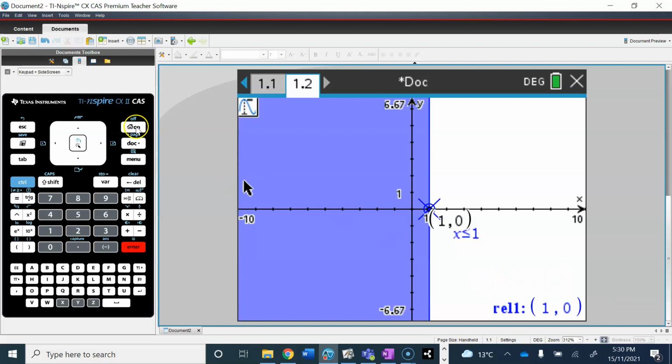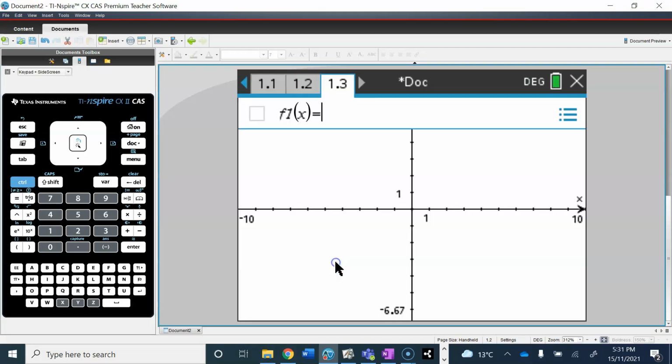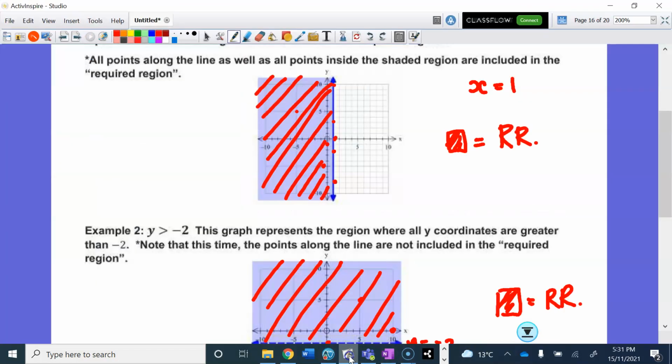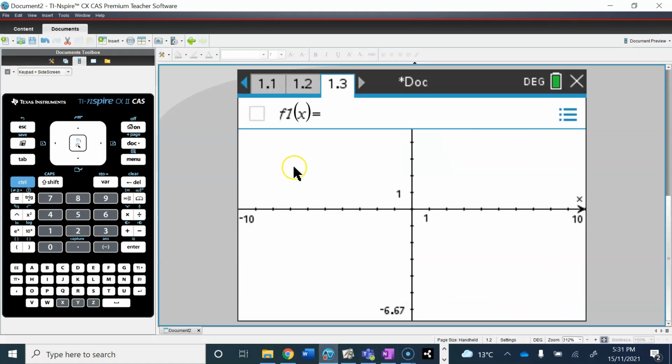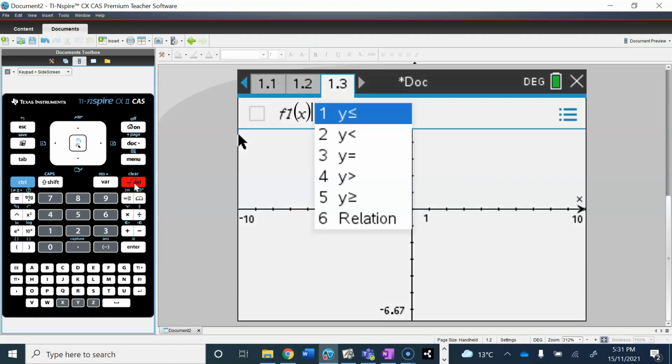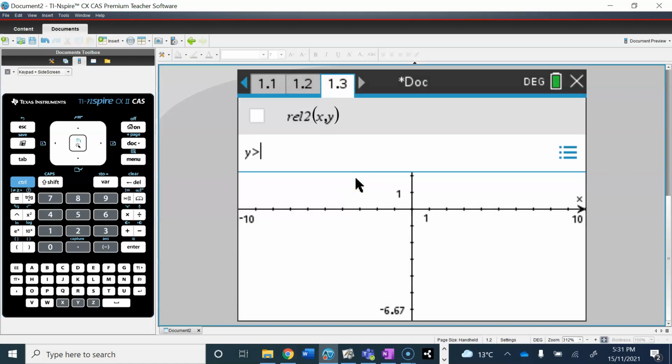Okay, if I was going to do the other one, the second example was, what was that? Y is greater than -2. So when I backspace this time, Y is greater than is already an option. So let's do that. Y is greater than -2.